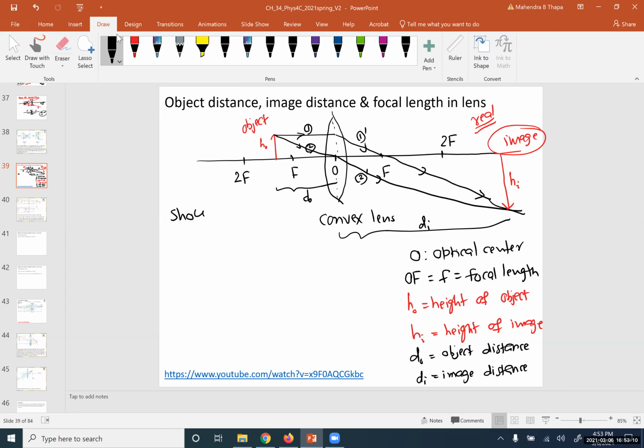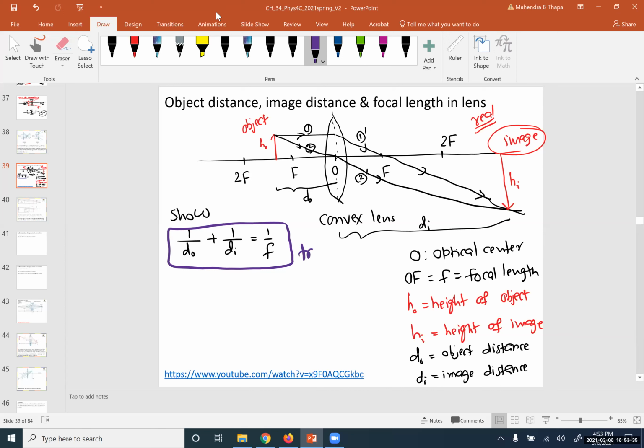If this is the case, we can show the result 1 over d naught plus 1 over di equals 1 over focal length. This result is true for both lenses, either concave lens or convex lens. So this is true for both convex and concave lens.